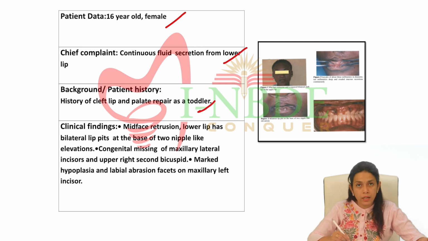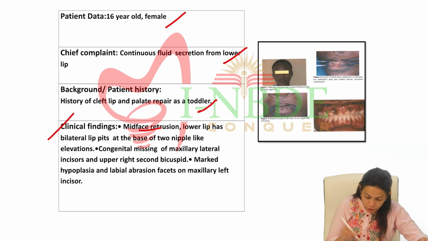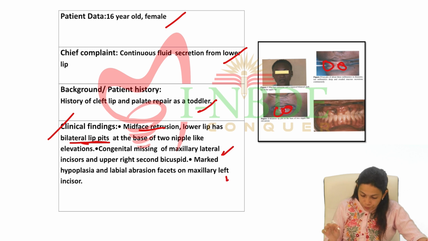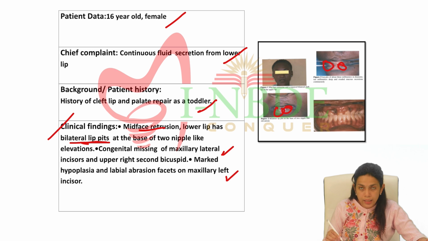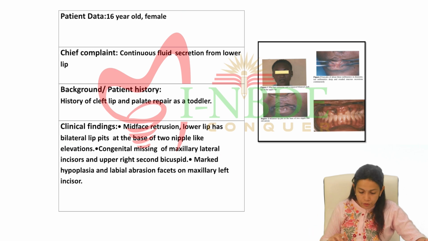History of cleft lip and cleft palate when he was a toddler. So what are the clinical findings? Mid-phase retrusion is there. Lower lip, bilateral lip pits are there. So if you see the picture, lip pits are there. And congenitally missing teeth are there. Marked hyperplasia and labial abrasion are there. So lip pits is a very important key point here.